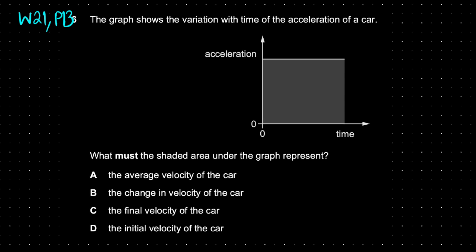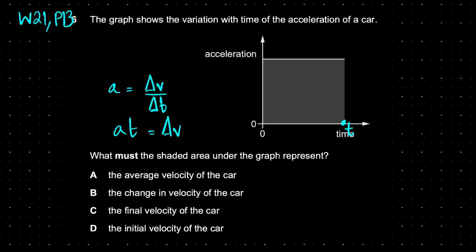So this is an acceleration time graph, so the area corresponds to velocity, right? If you think about it, acceleration is the rate of change of velocity. So if I write it in the form of a formula, this is what it means. If I multiply acceleration by time, at a particular value of time, let's call this t, then a times t gives me the change in velocity of the car, right?